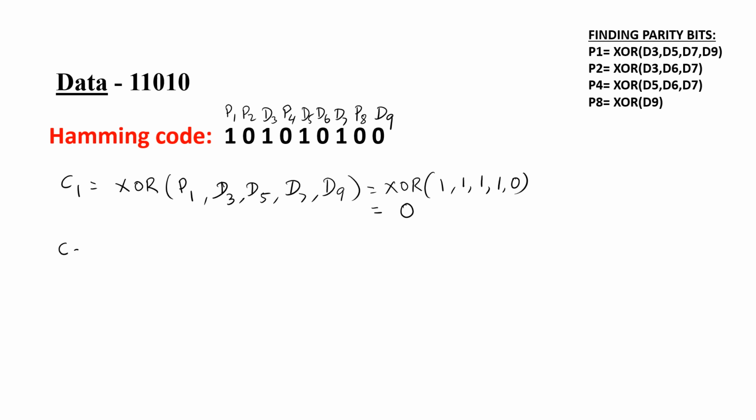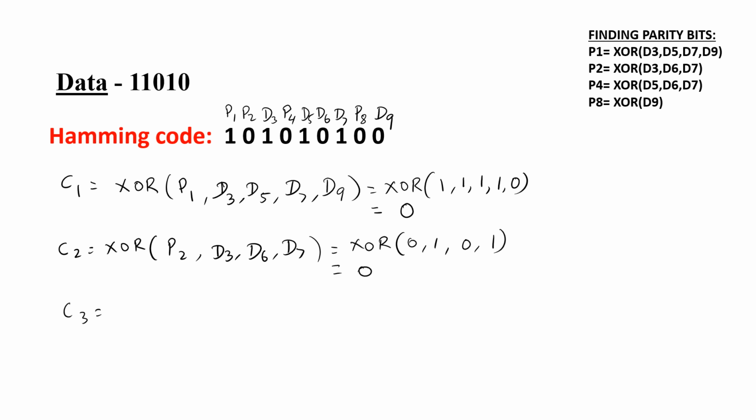Next is C2. The XOR includes P2, then it takes the data bits covered by P2, that is D3, D6 and D7. So that is equal to the XOR of P2 is 0, D3 is 1, D6 is 0 and D7 is 1. So an even number of 1s, so the output is 0.